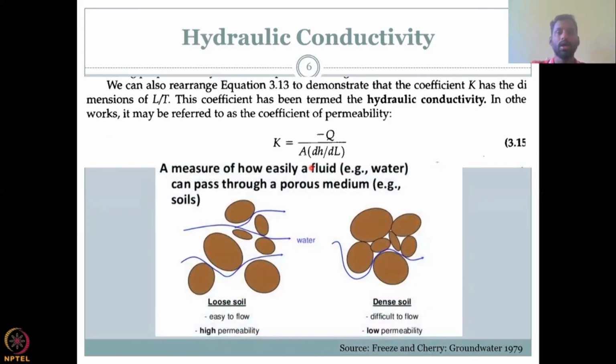So basically the equation is a measure of the fluid. Initially it was a measure of permeability, and how easily the medium allows flow. But here we're going to do it with a fluid, for example water, and how it can pass through a porous medium. The image is the same, because in the previous discussion we looked at the brown particles. Now we look at water. So loose soil, easy to flow, high permeability, high flow, high hydraulic conductivity. In the same way you have dense soil, low permeability, low porosity, low hydraulic conductivity. So conductivity is a function first of the fluid property and also the soil property.